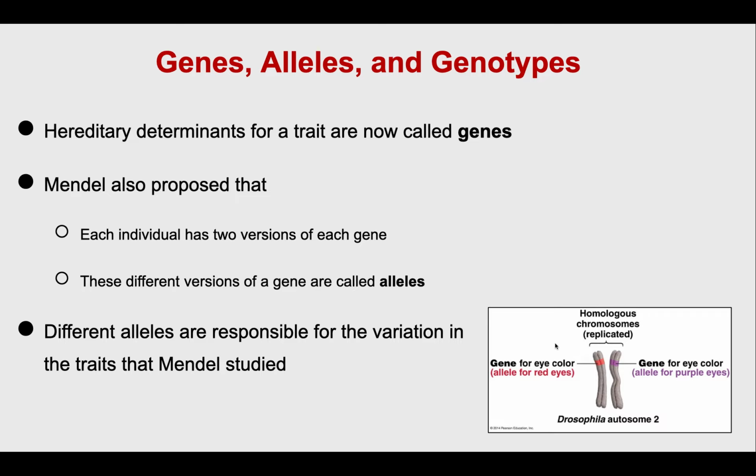So looking back at our gene for eye color, one allele would be for red eyes, one allele would be for purple eyes. It's these different alleles that are responsible for the variation in the traits that Mendel discovered. If we had the same gene on both sides, we wouldn't see variation. If it only coded for red, with no variation, we would only ever see red. But because he saw 2 different versions of whatever he was looking at, maybe flower color, he determined that we must have 2 different alleles determining what that gene is.